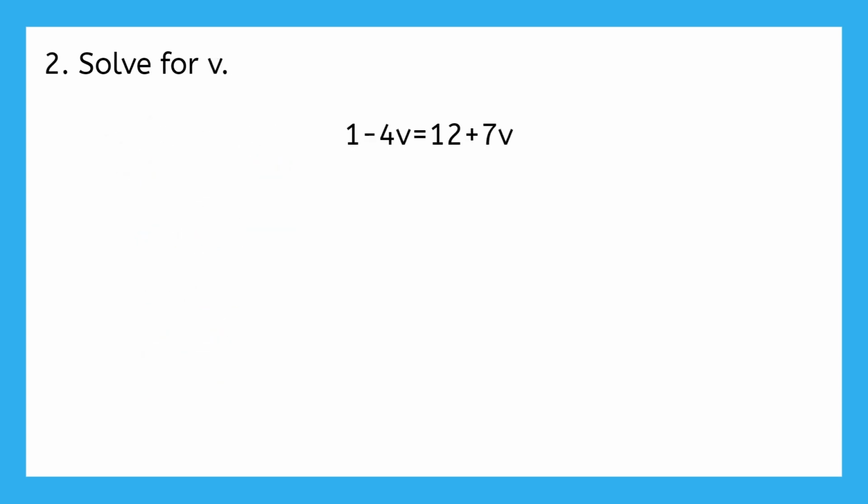This second example problem says to solve for v, and the equation is 1 minus 4v equals 12 plus 7v. Again, we could choose to either cancel out the plus 7v on the right or the minus 4v on the left. Either way would work just fine. Just so that we can work together though, let's work on canceling out the plus 7v on the right-hand side. Pause the video here and try to cancel this term on your own.